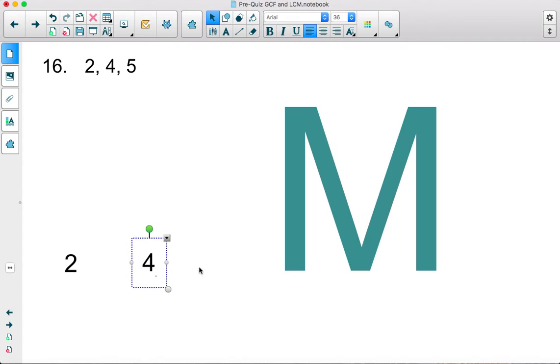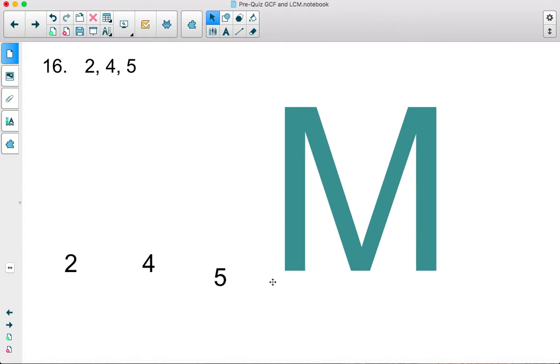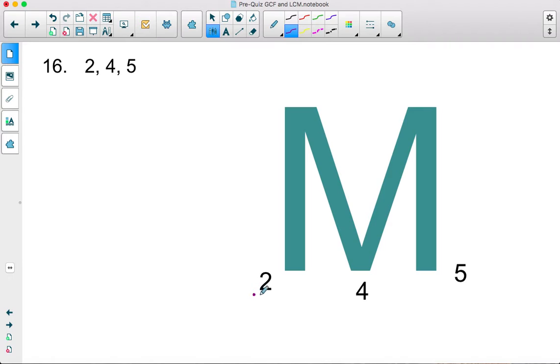There's 2, there's 4, there's 5. I'll type it in so it's not so messy. All right, here's what I notice about my 2 and my 4. No matter what number I put for 4, 2 will always go into it because 2 always goes into 4. So really what I'm focused on is these two columns.